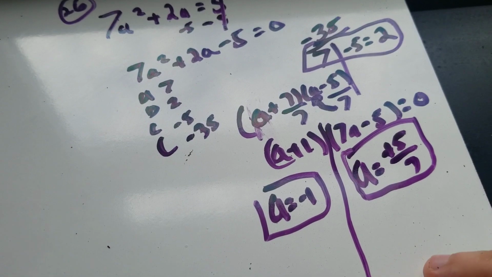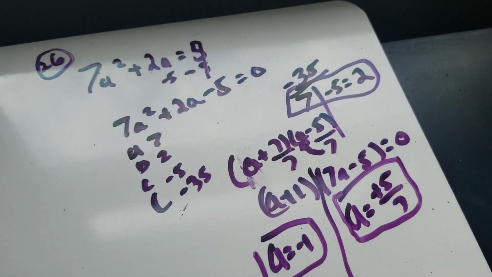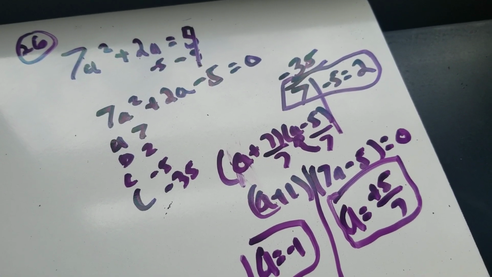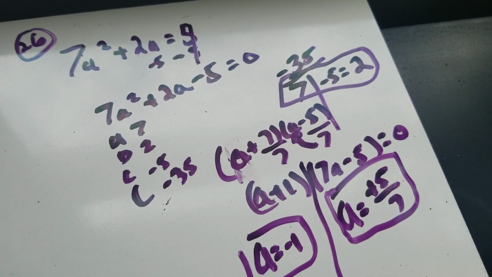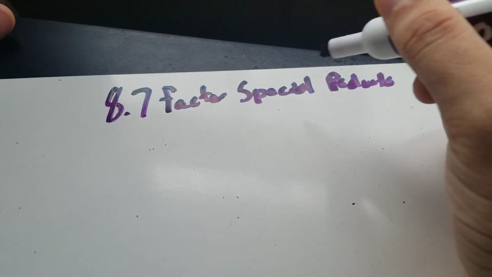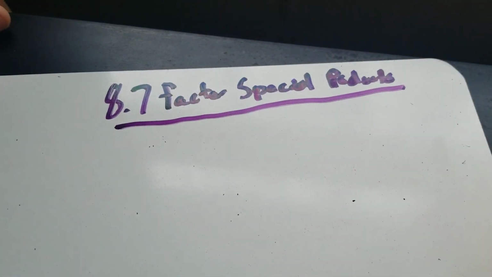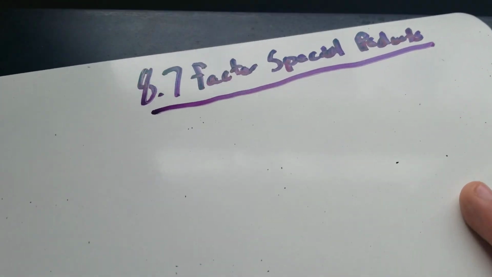Okay, so that's it for 8.6. I'm probably going to put 2 more problems, most likely 27 and 28, of this type. And let's get to special cases. Okay, so we're going to start 8.7, factor special products.